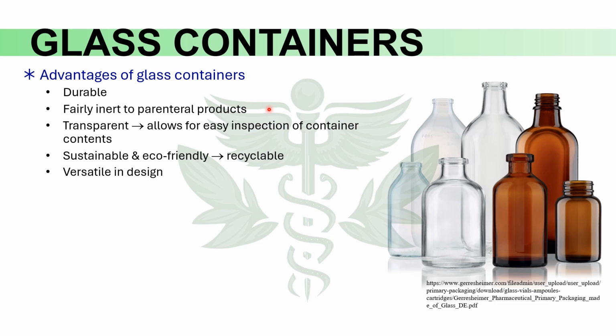Glass is primarily composed of silicon dioxide and many other oxides which are alkalis. While silicon dioxide is the major backbone of glass alongside boric oxide, the other oxides are loosely held to the structure and hence are free to migrate and leach out of the glass and into the container contents. So that's why we say that glass is fairly inert, but not totally inert. Oftentimes, glass containers are transparent, which allows for easy inspection of container contents. They are sustainable and eco-friendly because they are 100% recyclable, and they are versatile in design, meaning we can customize the glass container depending on what shape and size we want it to be.